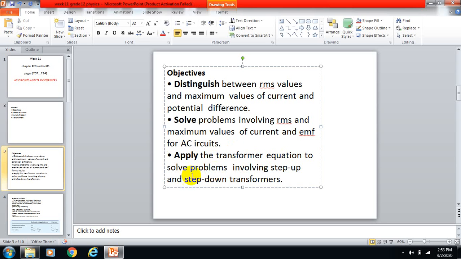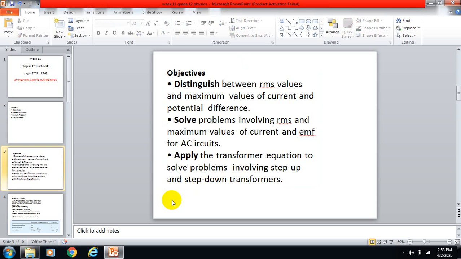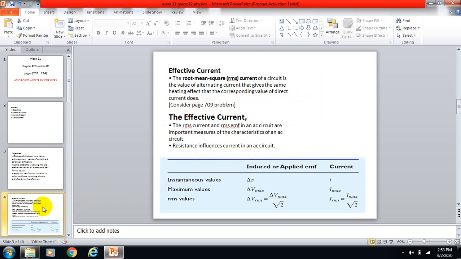Apply the transformer equation to solve problems, always with step up and step down transformers. This might be quite an interesting topic to deal with. For this lecture, sorry to say, you have to study your own book as well. Understand the practice over the transformers, the step up transformer and step down transformers.